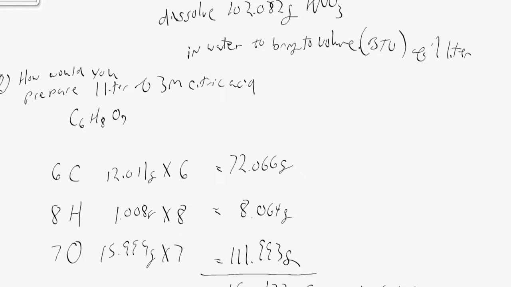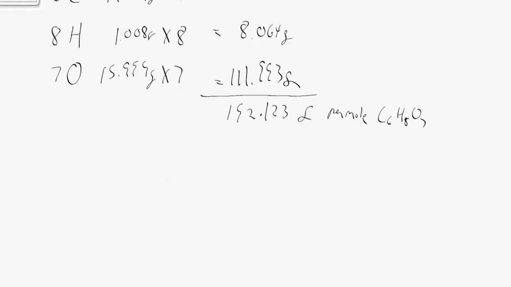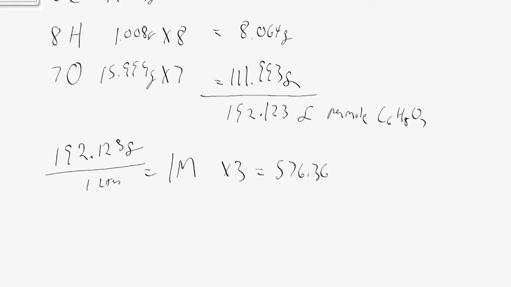Right, C6H8O7. So first thing, carbon, hydrogen, oxygen, and we have 7 oxygens. So, periodic table, well, there we got oxygen, we're going to need that. Hydrogen is 1.008, and our friend carbon is 12. Let's put those values in.